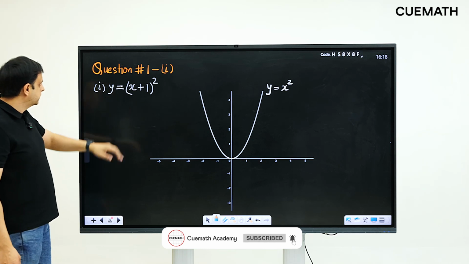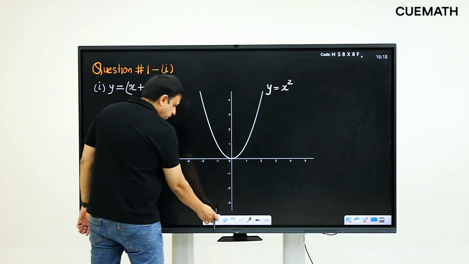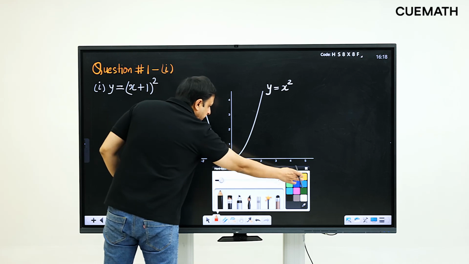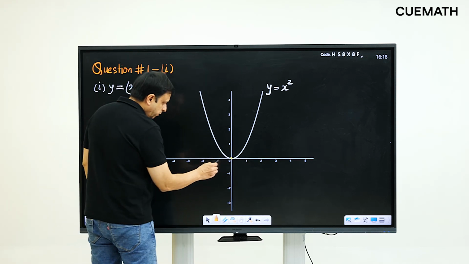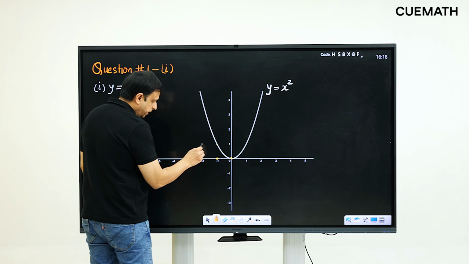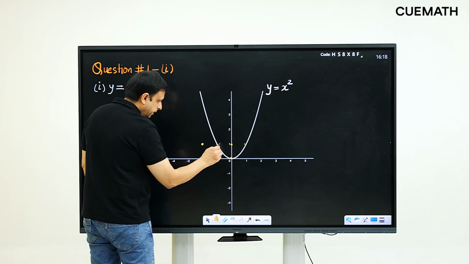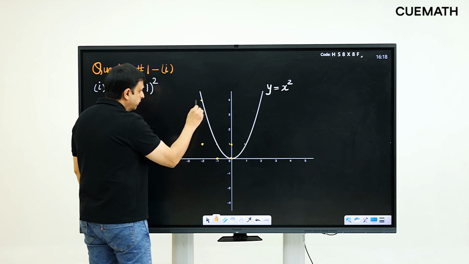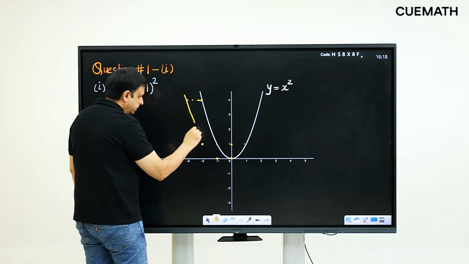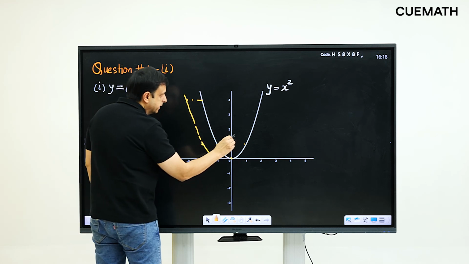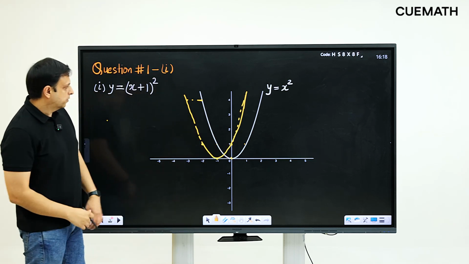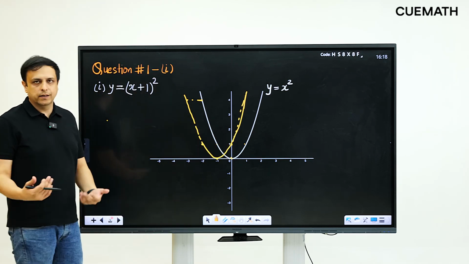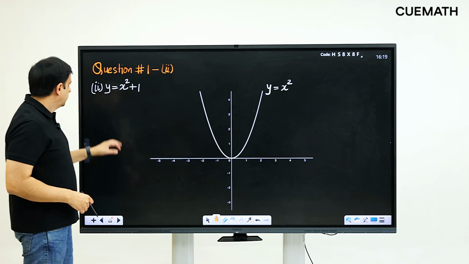So the first part is y equal to x plus 1 whole square. This should be an advance of 1 unit. So this vertex will come over here, this point will come over here, this point will move over here, and then maybe this point will move over here. So I have something like this, I think. Yes, so this would be the graph of x plus 1 whole square. What about x square plus 1?